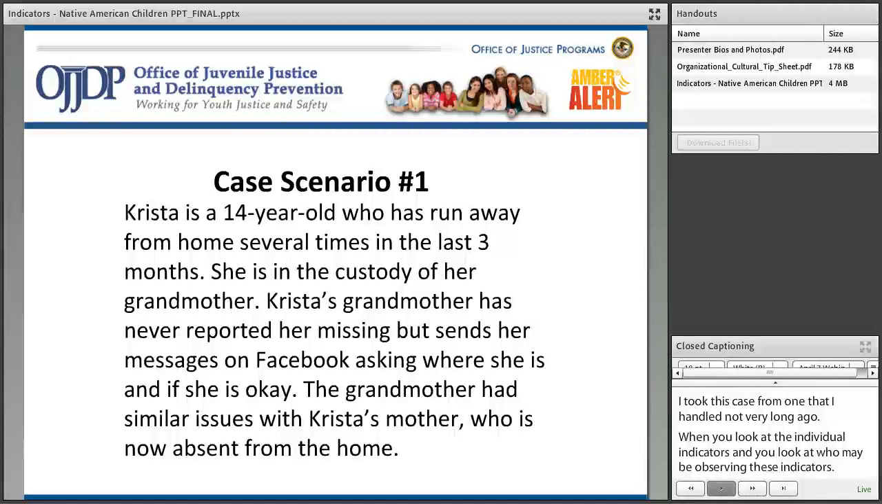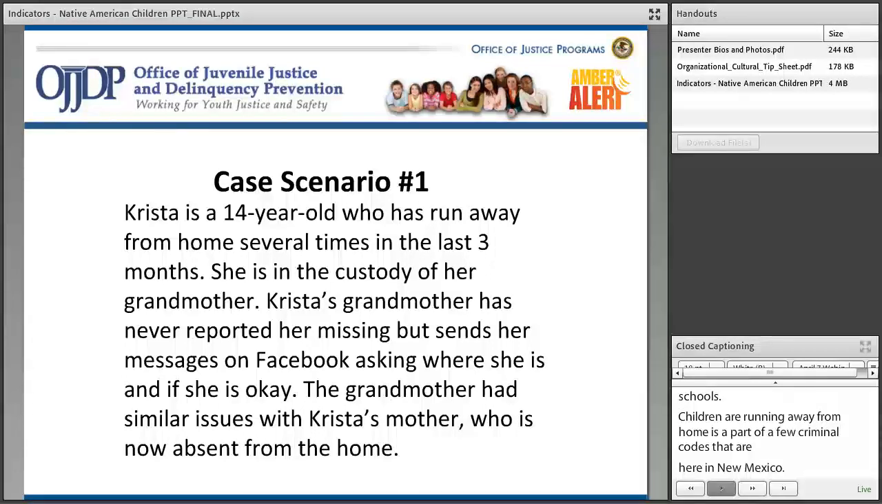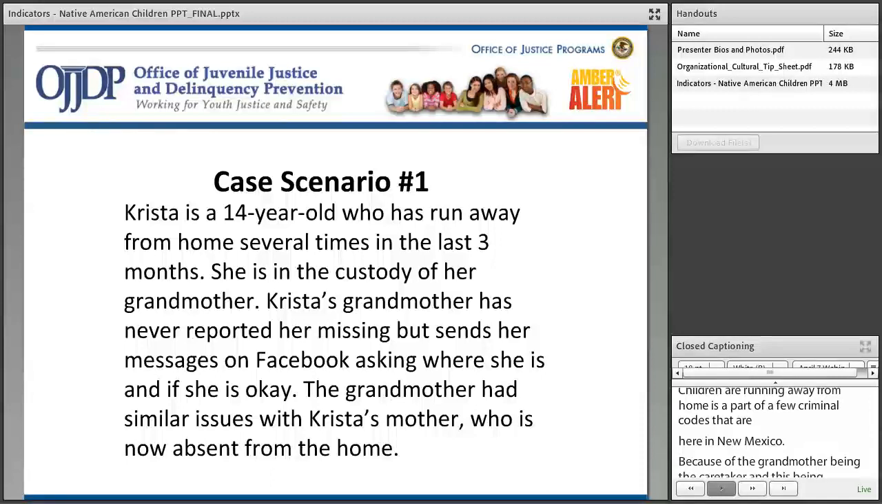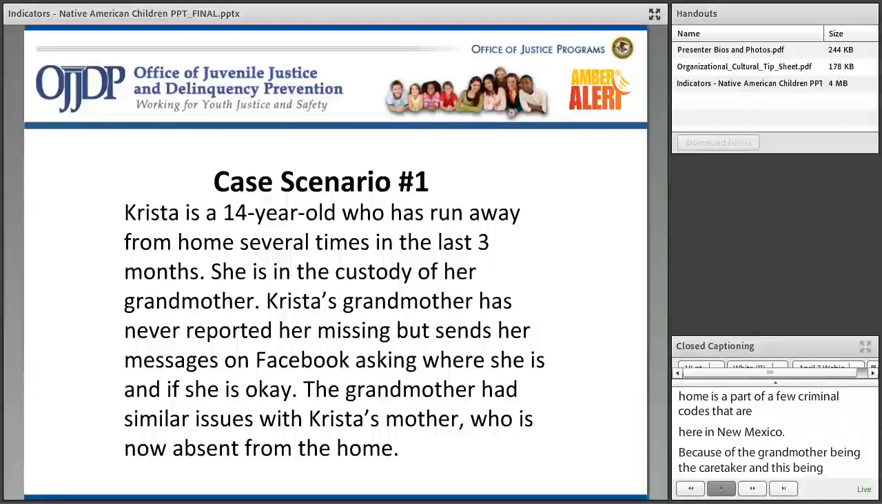Our running away from home is a part of a few criminal codes here in New Mexico. And because of the grandmother being the caretaker and this now being a generational issue, how do we as a community respond or understand the indicators so that we can provide appropriate intervention services?